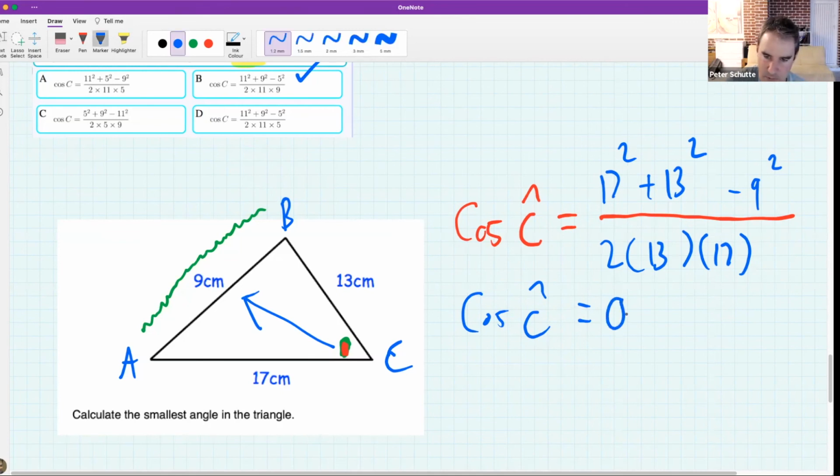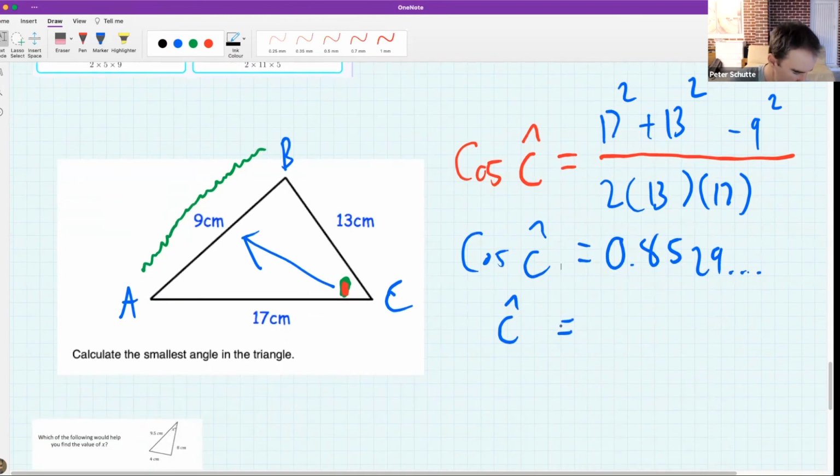Okay, so this is going to be a bit of a messy decimal, 0.8529, and so on. What is my final angle C going to be? I get 31.47 degrees.